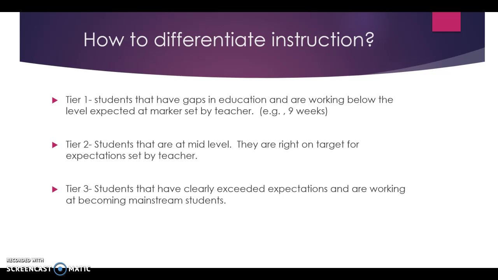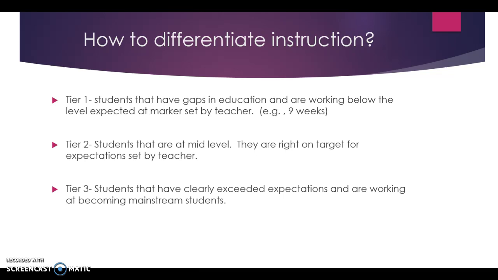How to differentiate instruction. You may have several different groups of students in your room, all on different levels. Tier 1 students may have gaps in education and are working below the level expected at the marker set by the teacher. For example, at 9 weeks after you assess, you may realize that this group of students needs a little bit more. Tier 2 students are at mid-level. They are right on target for expectations set by the teacher. Tier 3 students have clearly exceeded expectations and are working at becoming mainstream students.